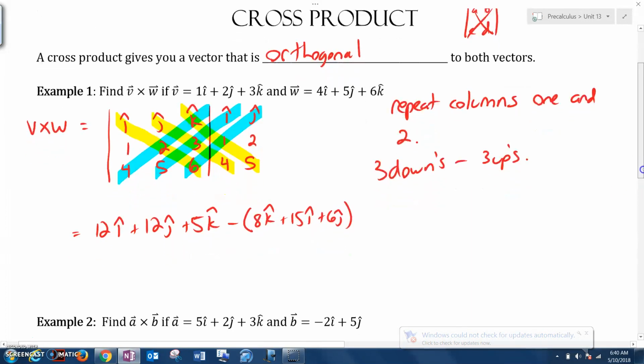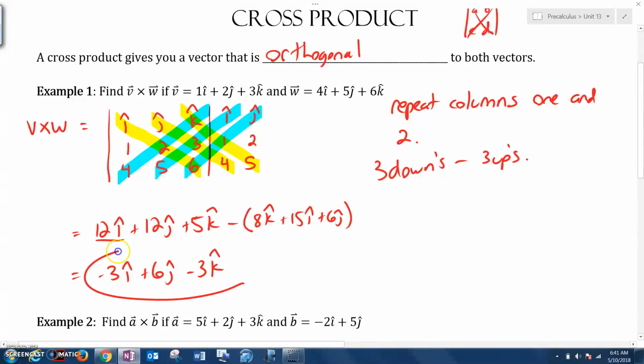Then you distribute your negative sign and add your like terms. So the i's are 12 minus 15. So we get negative 3i. 12j minus 6j, I'm sorry, yeah, is 6j. 5k minus 8k is minus 3k. And there's our cross product. Okay. So let's do another one.